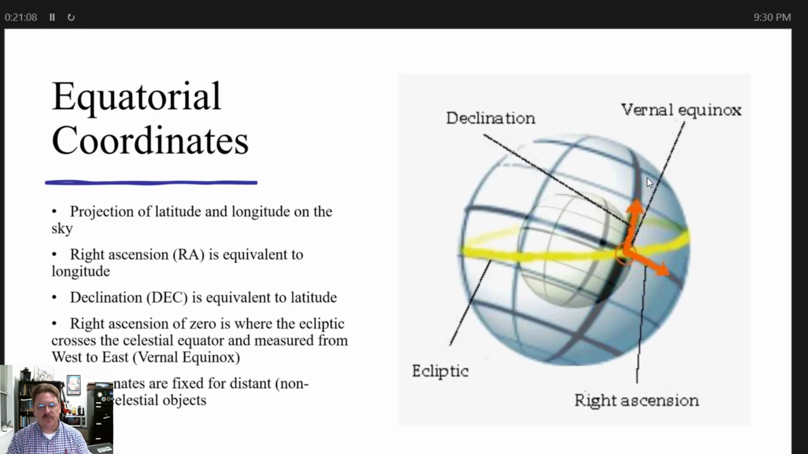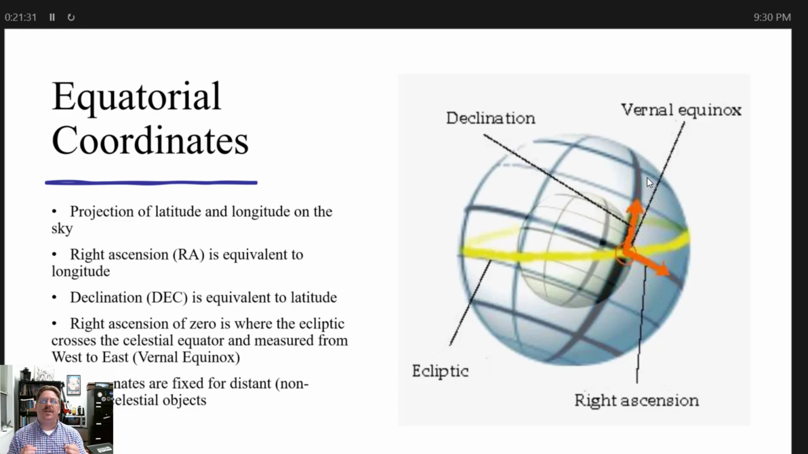And like I said, because computers exist, it's pretty easy to convert from Alt-Az coordinates to equatorial coordinates and backwards and forwards. The two angles that we use to define positions of any object on the celestial sphere are right ascension and declination. Right ascension is equivalent to stellar longitude. Declination is equivalent to stellar latitude.